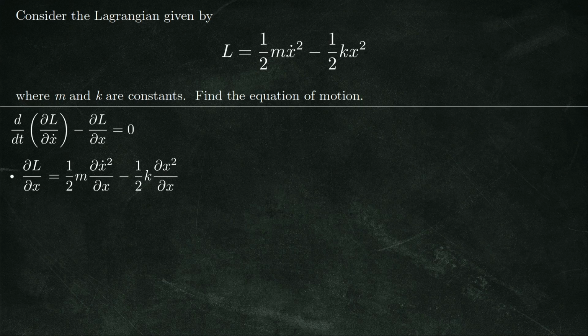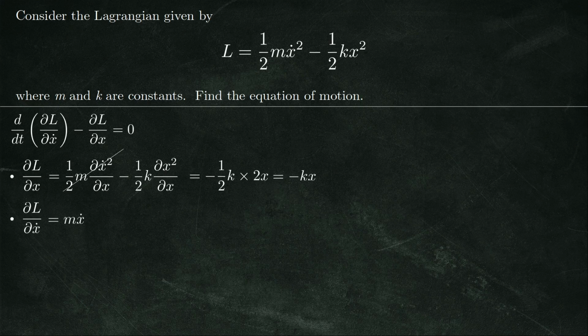It depends on x dot, which is a different variable to x. So that goes to 0. And then we differentiate that second term and simplify, and we have minus kx. Then we're going to calculate dL by dx dot.